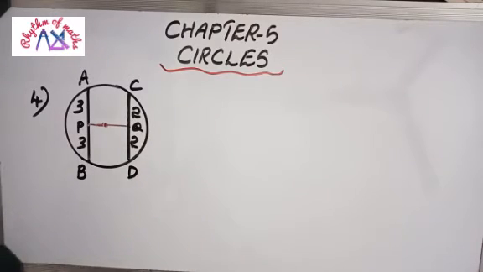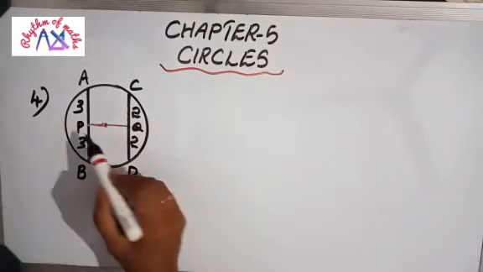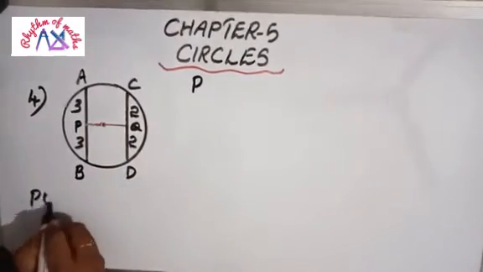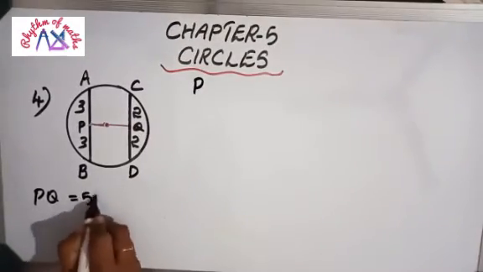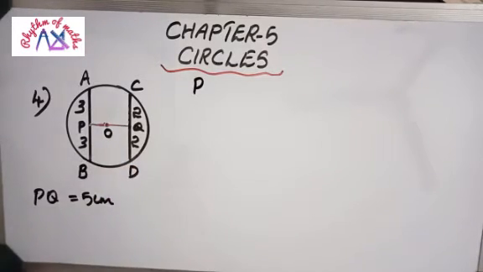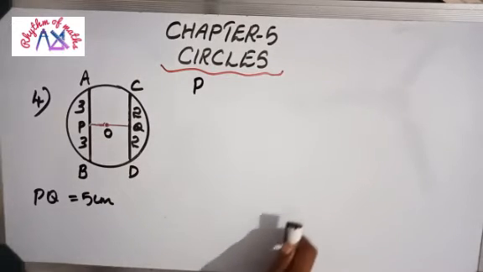It is given that these two chords are 5 centimeter apart. 5 centimeter apart means the total distance PQ is 5 centimeter. Let's consider the center point as O. So P to Q is 5 centimeter. Then what will be the radius of this circle? That is the question. So let's mark the radius first.